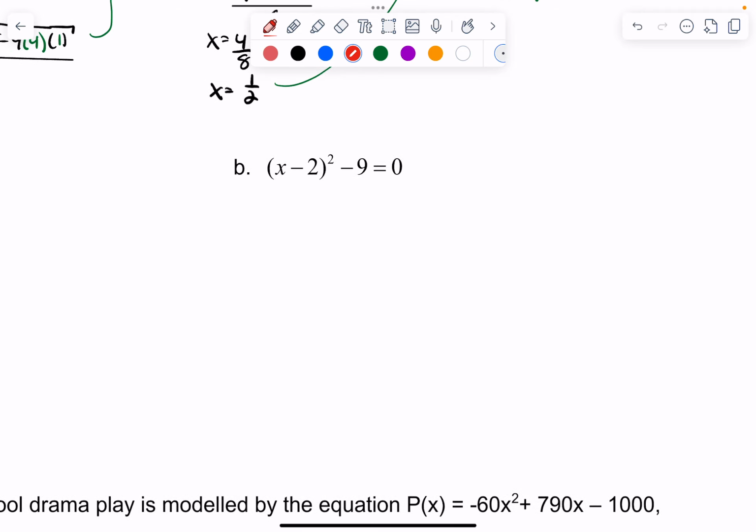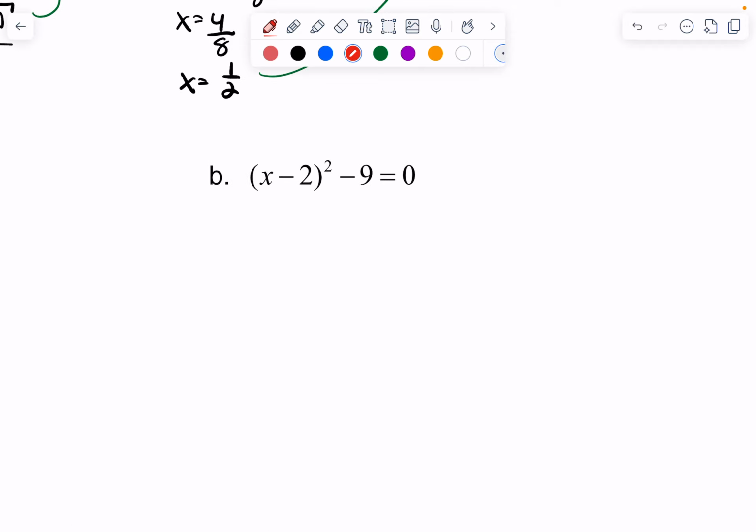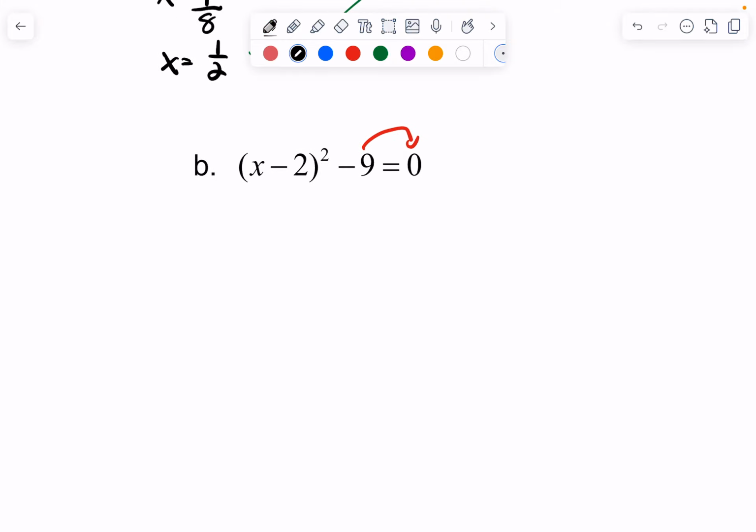Okay. So take a second and think, what would you do here? What type of quadratic are we given? Well, this one is in vertex form. So when you're given a quadratic in vertex form, it's very easy to solve for the zeros. All you do is take the negative 9, bring it over, so you get x minus 2, squared, equal to 9. Take the square root of both sides, so you're going to get x minus 2, because now these cancel, equals the square root of 9.